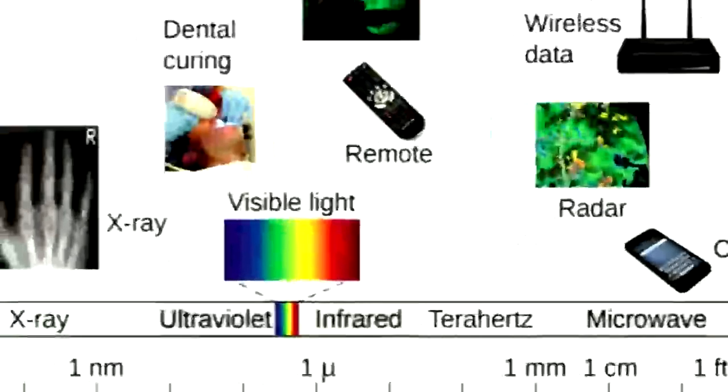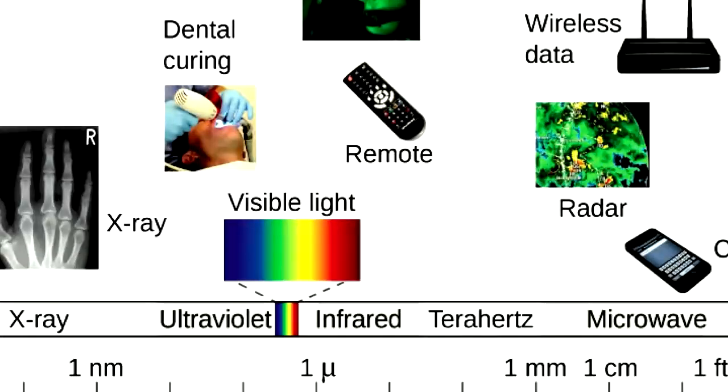Notice how visible light is just this small, tiny sliver here, where purple or violet is on the high energy side.